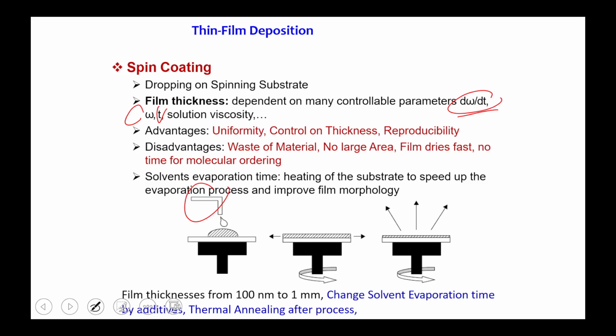Disadvantages are waste of material, no large area, and the film dries fast, with no time for molecular ordering. Suppose we want to fabricate an array of 100 sensors on a 2-inch wafer. Through spin coating it is not possible because uniformity is very low on a 2-inch wafer. So in that case we use e-beam evaporation, ALD or MOCVD for the deposition of large area sensors.